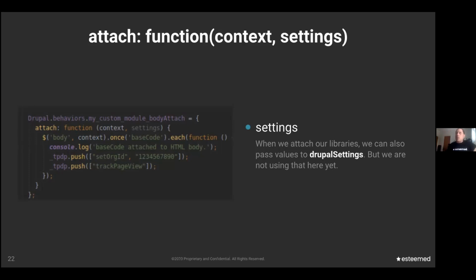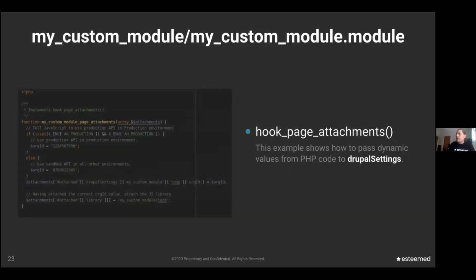soar. So what you're seeing here is just a fixed value. It's saying TPDP push set org ID 1, 2, 3, 4, 5, 6, 7, 8, 9, 0. And that is always going to push the same number, right? But I'm going to show you in a minute how to come back and dynamically set that.